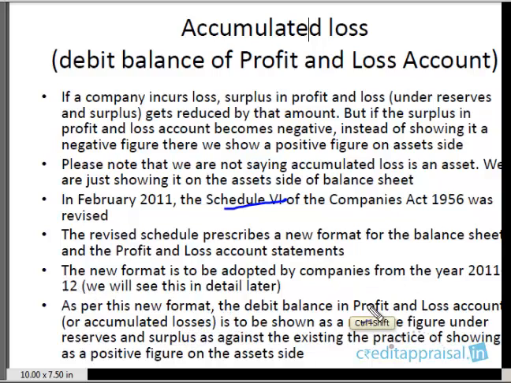As per this format, the debit balance in the P&L account is to be shown as a negative under reserves and surplus, right? As against the practice of showing a positive figure on the other side, now you have to show it as a negative figure. So even though you have reserves and surplus of negative 50, show it as negative 50, right? This is as per the balance sheet presentation.